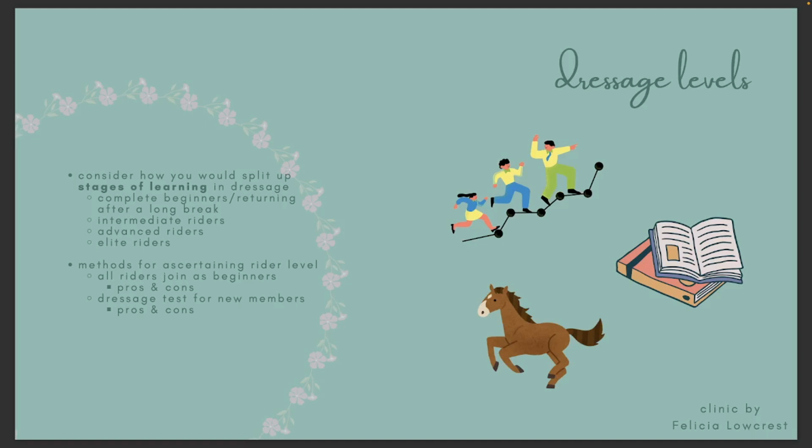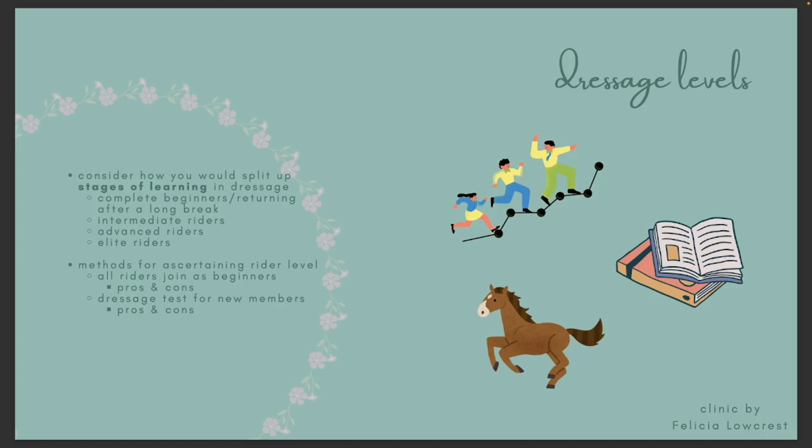So the first thing here is to think about how you would split up the stages of learning. Ask yourself, what makes a beginner to you? Somebody who's brand new to dressage, what does that mean? And also consider people who are returning to learning dressage after a long break. Maybe they stopped playing SSO for a few months or just didn't want to do dressage for a bit. Would they also be in your beginner group? And then typically you would also have your intermediate group, your advanced group, and then your elite group.